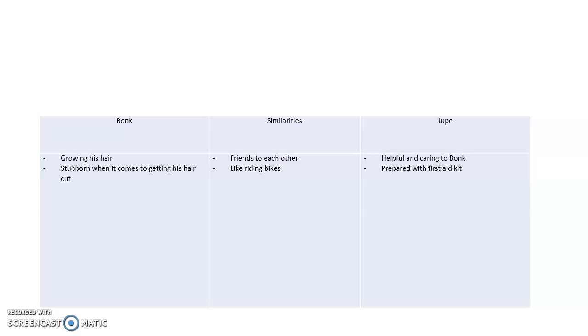So I noticed when I was reading that Bonk really likes growing his hair, and he is pretty stubborn when it comes to getting his hair cut. Jupe is Bonk's friend, and he's trying to be helpful and caring. Jupe is also very prepared and even has a first aid kit. Now, even though these two characters are different, there are things that make them the same. Bonk and Jupe are both friends to each other, and I noticed that they both liked riding their bikes in the story.